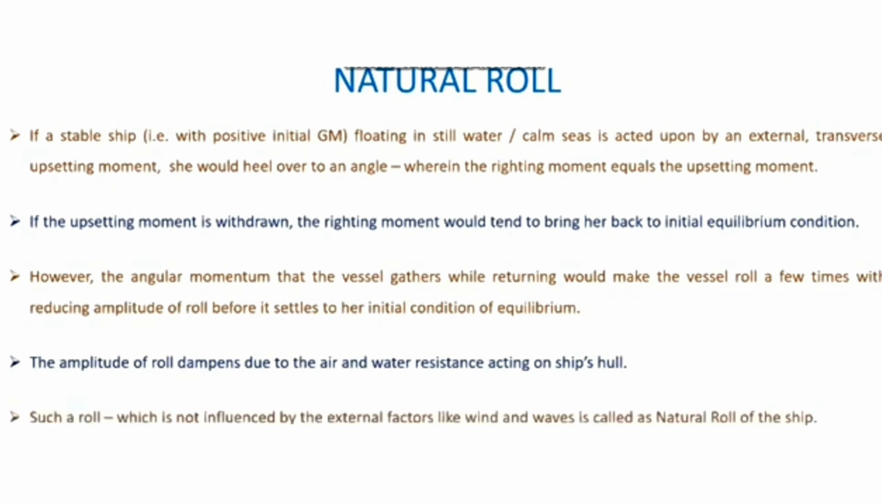Such a roll, which is not influenced by external factors like wind and waves, but the vessel rolling in calm, still waters, where the rolling period and the amplitude is determined by the ship's own properties or stability parameters. If the ship is subject to roll based on its own inherent properties or stability criteria, not influenced by wind or wave, such rolling is called the natural rolling, and the period of such roll is called the natural period of roll. Is that clear, guys?